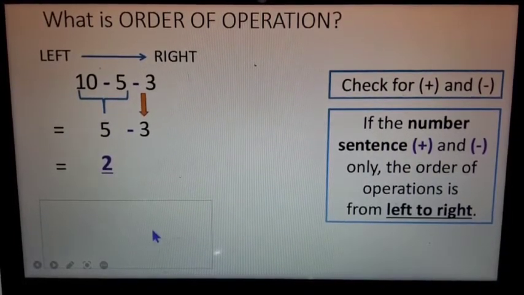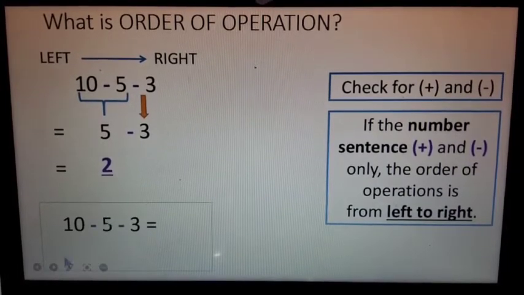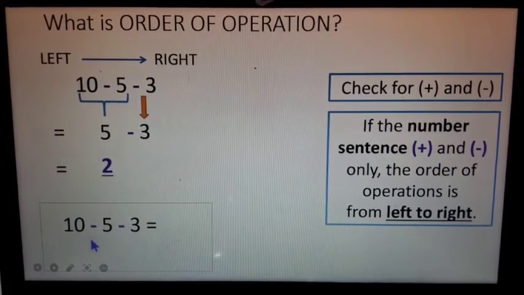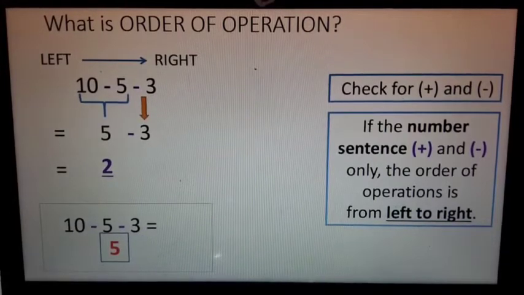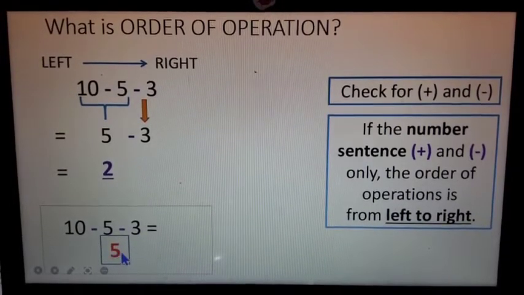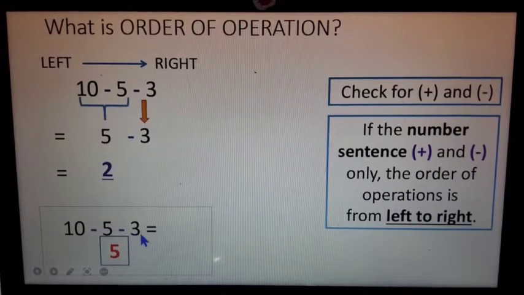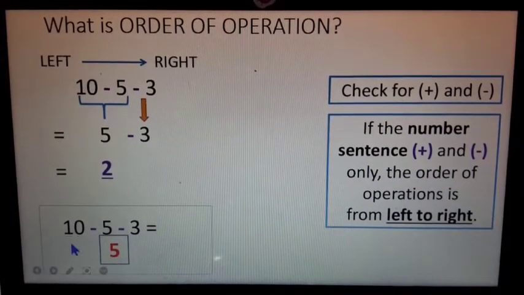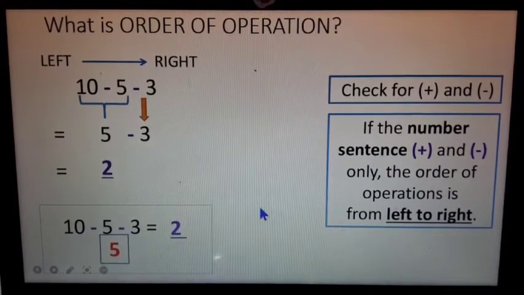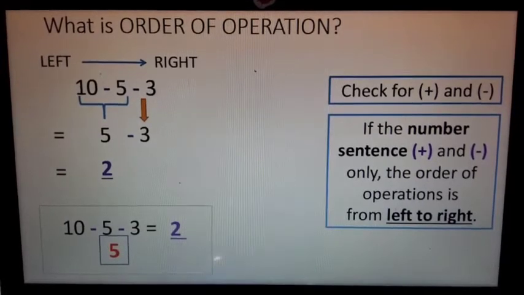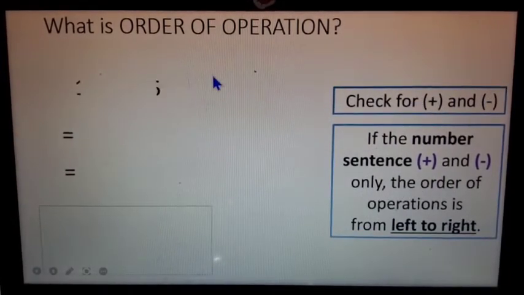This is easy, yeah? So again, the same thing, without showing this step is also fine. You can show it directly, starting from the left. So 10 minus 5 is 5, and then you minus with 3 again. Your answer from the first minus, you minus again with 3, because it's from left to right. And the answer is 2. Okay, this is easy, right?